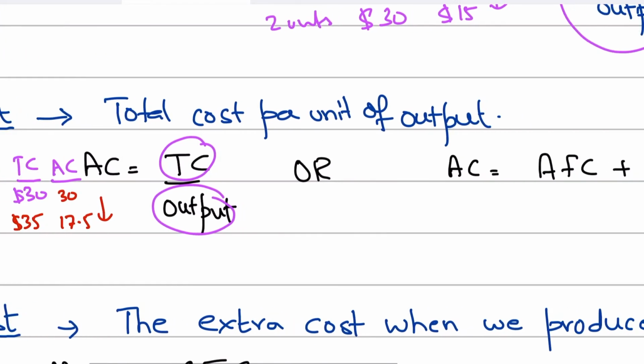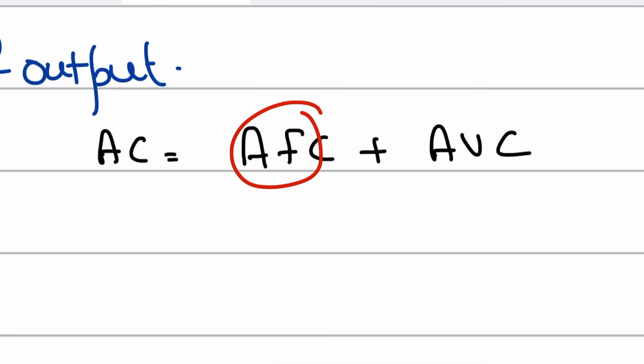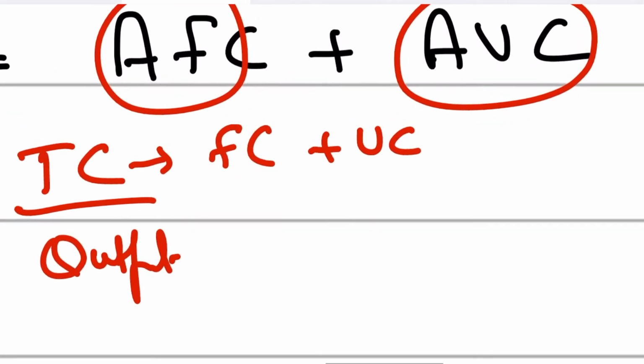But there's another method of calculating the average cost, and that is average fixed cost plus average variable cost. So average cost is the sum of average fixed cost plus average variable cost, and this is actually just the same, because the formula for average cost is total cost divided by output, right? And total cost is basically fixed cost plus variable cost. So basically what you're doing is dividing fixed cost plus variable cost over output.